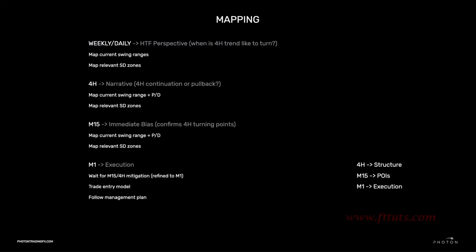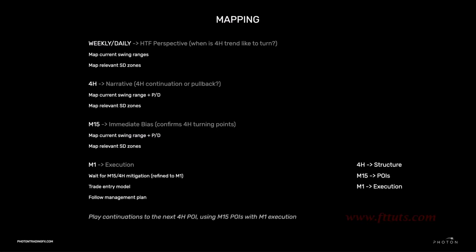So essentially with this method, if you're to very crudely simplify it, you're primarily using the 4-hour chart for mapping out your key swing structure. You're then using the M15 for identifying points of interest. That just means the zones that you want to trade from. And then you are using the M1 to execute trades within those POIs. So once price has reached those M15 POIs, you then drop down to your execution time frame to look for your entry model.